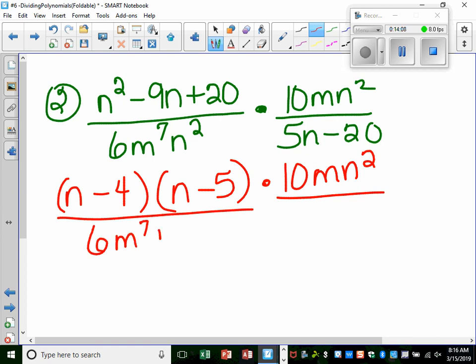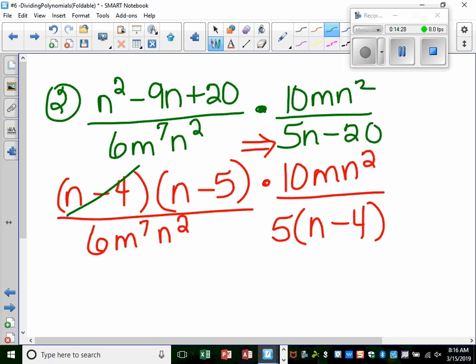Okay, let's just do one step at a time. I could also factor this. What is the GCF in here? What do these two numbers have in common? 5. So I'm going to factor out a 5. Okay. So I'm going to cross out these n minus 4. And I'm going to also reduce the 10 and the 6. What can go into 10 and 6? 2. 6 divided by 2 is 3. 10 divided by 2 is what? 5. Okay, so let's make that a 5.